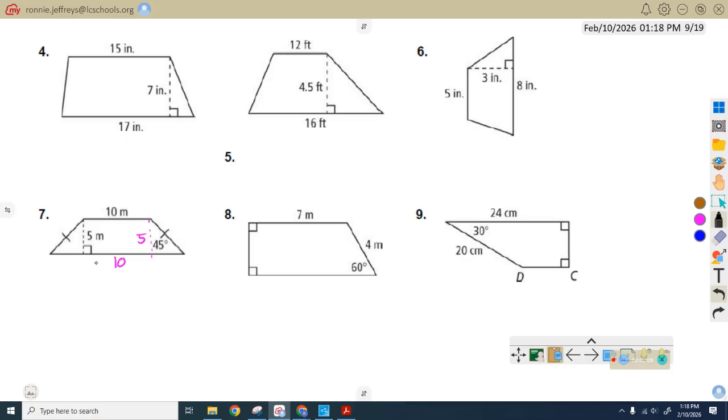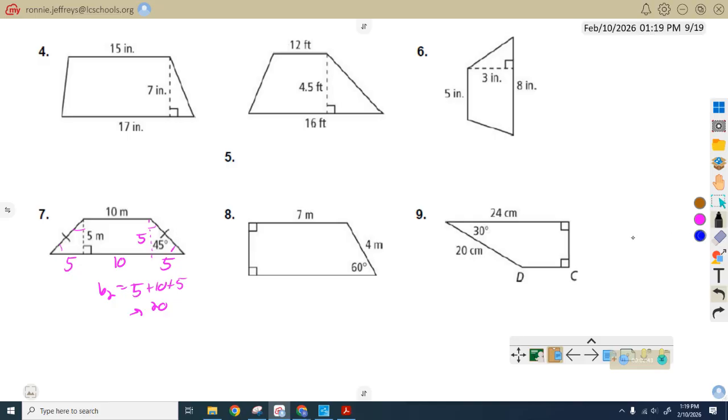We know that this should be 10. This tells us that this is a 45, 45, 90 triangle, these right here with the dotted lines. Well, 45, 45, 90 says that the legs are the same. So our B2 right here would be 5 plus 10 plus 5, which is 20. So that's the length that you're missing here.